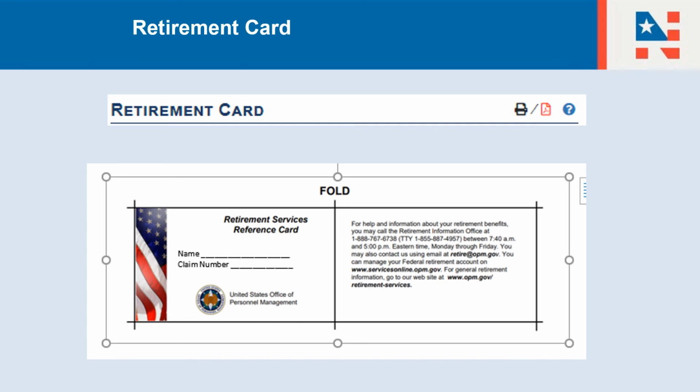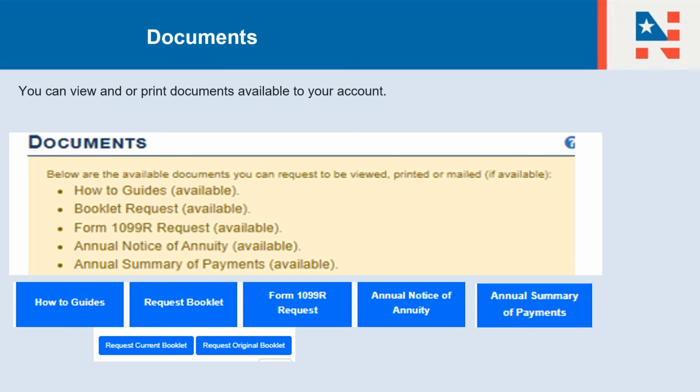You can also print out a retirement card. It is pre-filled with your information. You may want to put a copy with your in case of death instructions. You can view and/or print documents available to your account. How-to guides, which are print and services online.